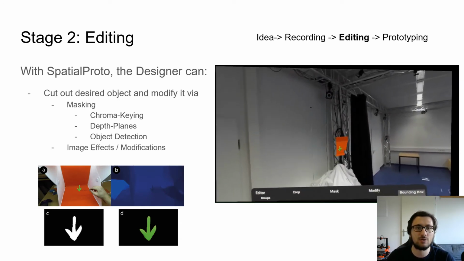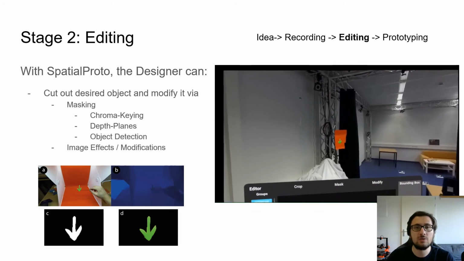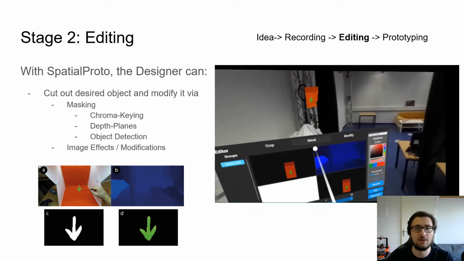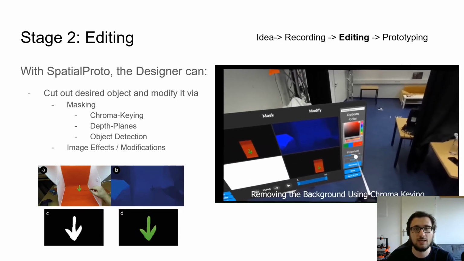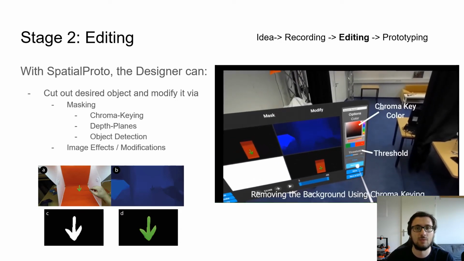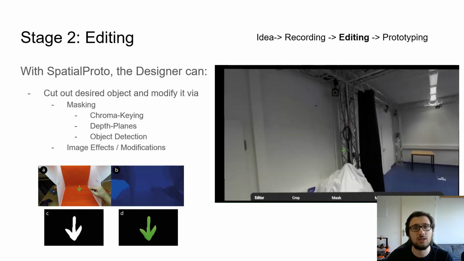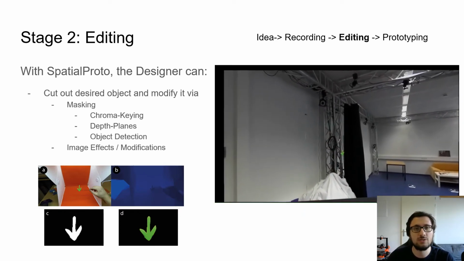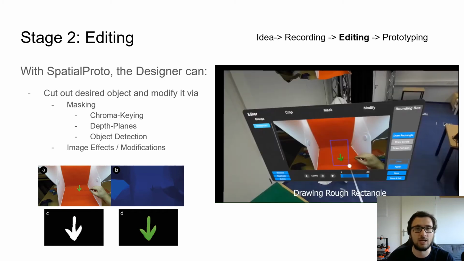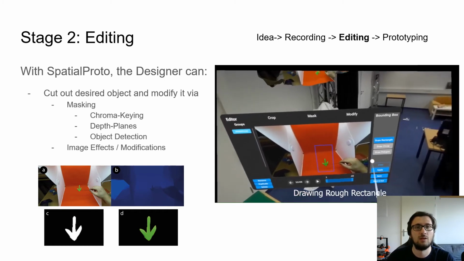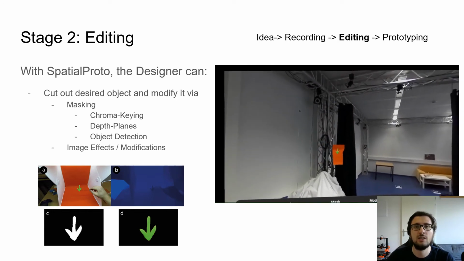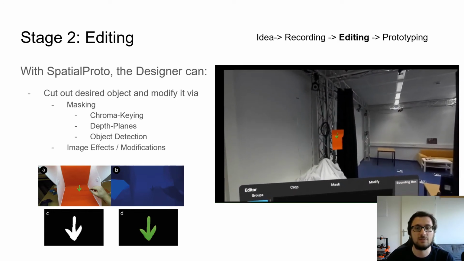As the system records everything the user sees, we need to remove the background and unwanted elements from our capture. This is done by various methods of masking, such as chroma keying, which we can see in the video. Additionally, the object can also be automatically segmented by using the depth information or by using object detection with convolutional neural networks such as YOLO. If we want, we can also apply image effects such as a hue shift on our recording to easily create different variations of the same animation.